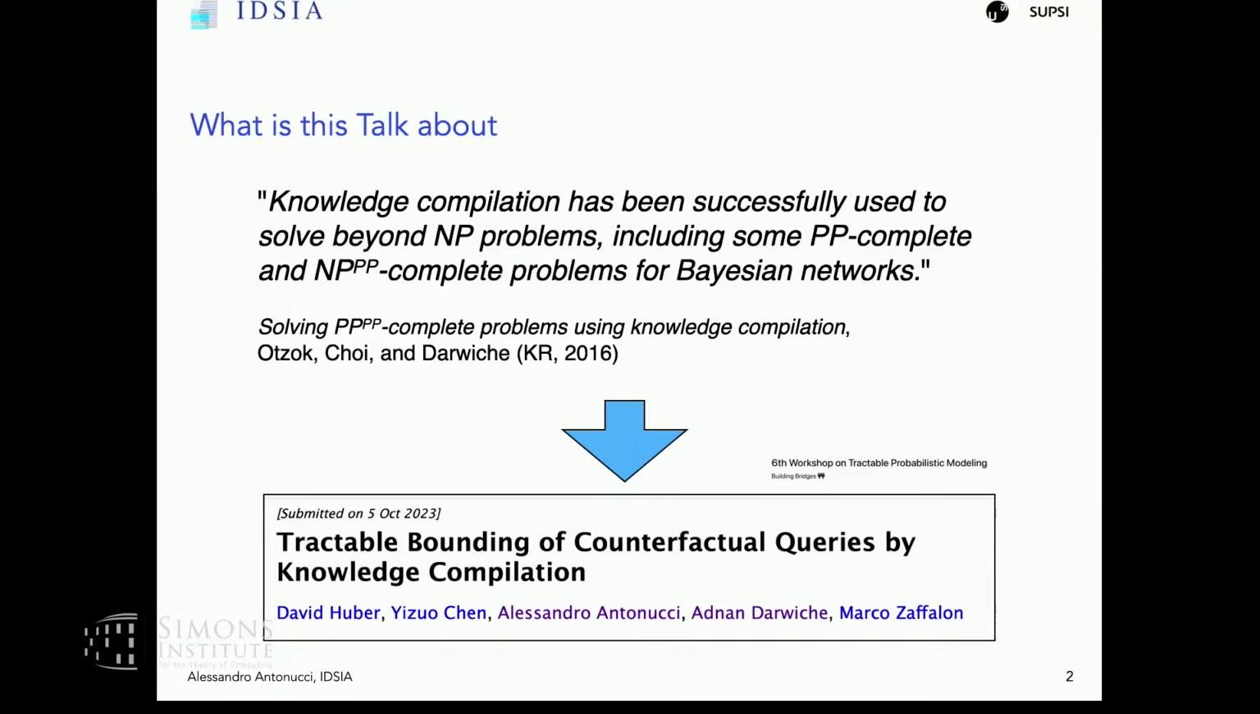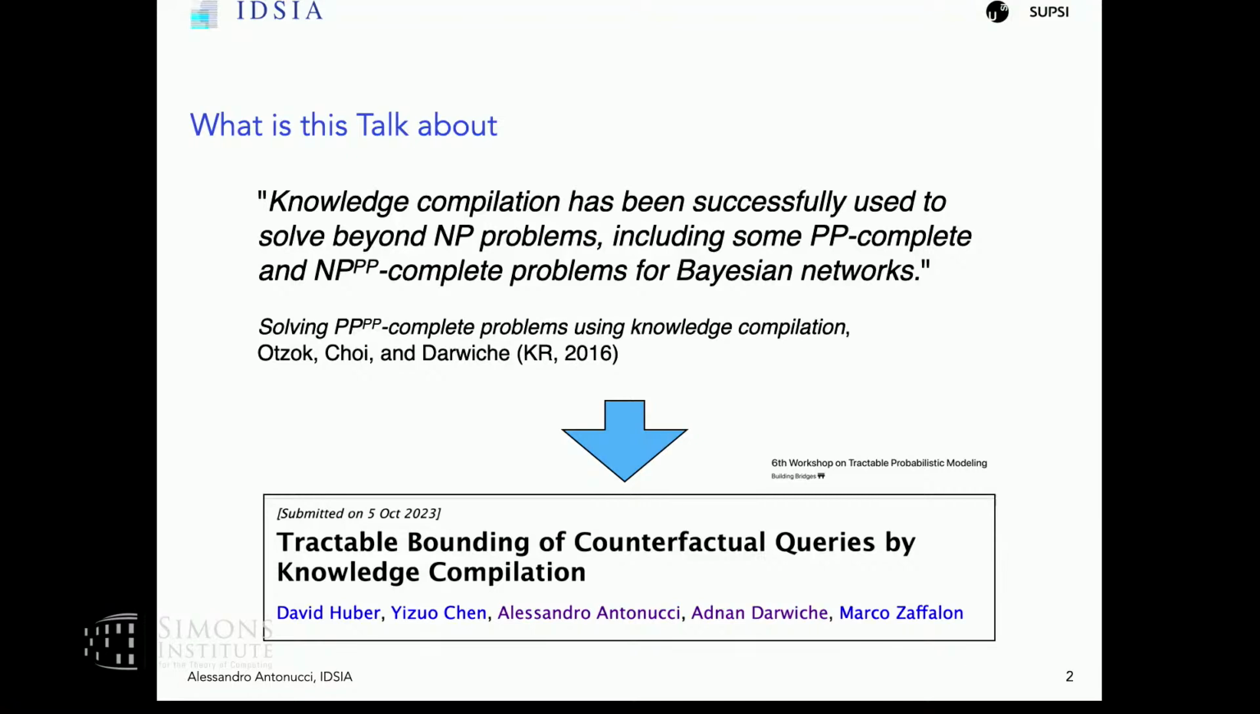Knowledge compilation is basically trying to solve, in a stretched sense, a complex problem, typically problems in a higher complexity class with respect to NP. And what we are doing is considering a very challenging problem, which is the bounding of counterfactual queries in structural causal models. And we want to do that by means of knowledge compilation, by means of tractable circuits, basically. So this is what we did.